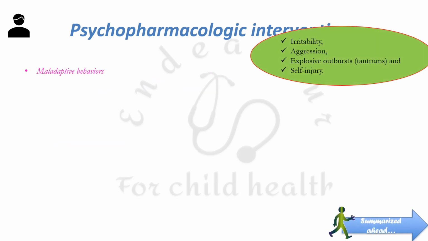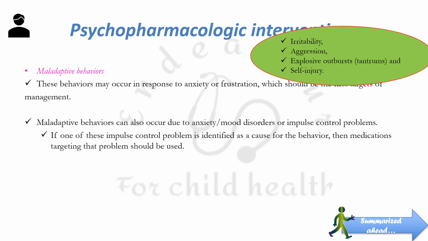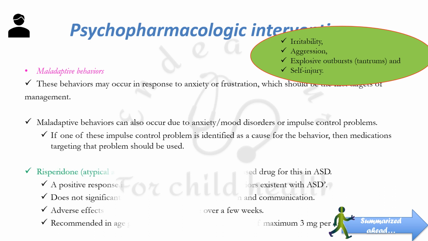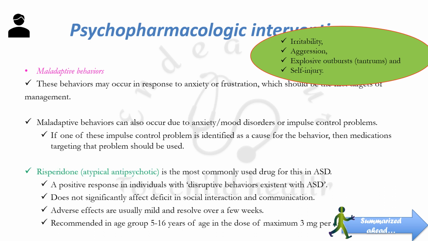Maladaptive behaviors are like irritability, aggression, explosive outbursts, temper tantrums, and self-injury. These behaviors may occur in response to anxiety or frustration, and if one of these impulse control problems is identified as a cause for the behavior, then medications targeting that problem should be used. Risperidone, an atypical antipsychotic, is the most commonly used drug in this.